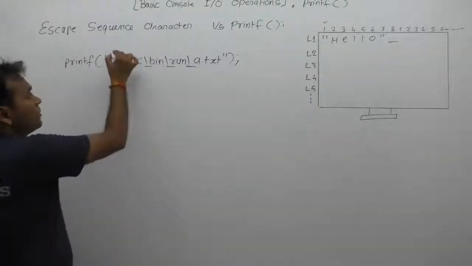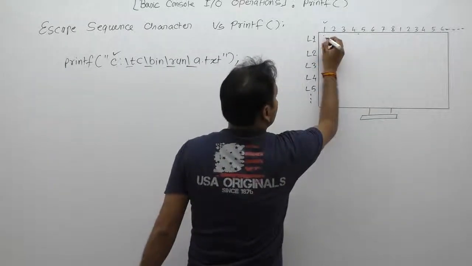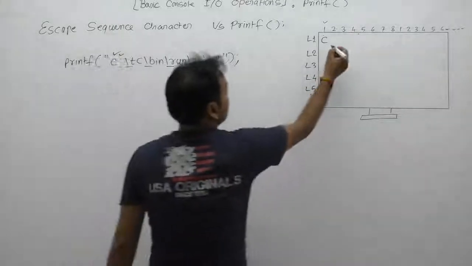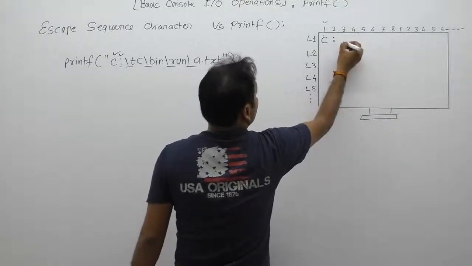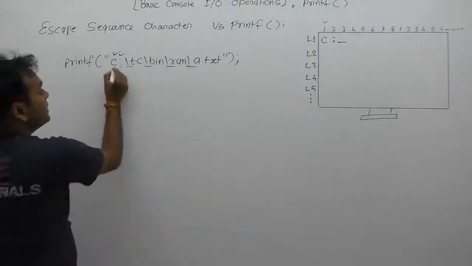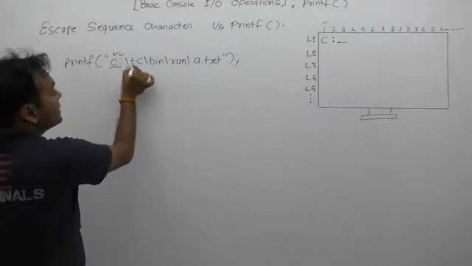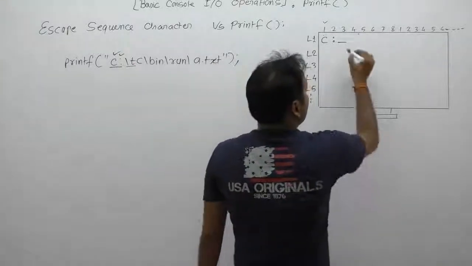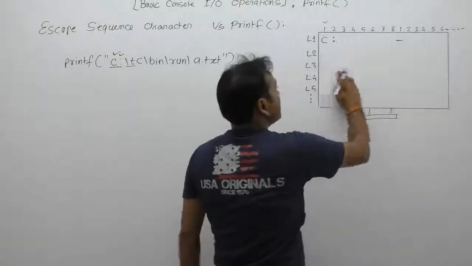First of all we are displaying c in the first position. Next, colon, we are displaying colon in the second position. After displaying c and colon, the current position of the cursor is the third position. Next, slash t. According to slash t, the cursor comes to the position after the 8th position. Remaining characters are displayed only from here.